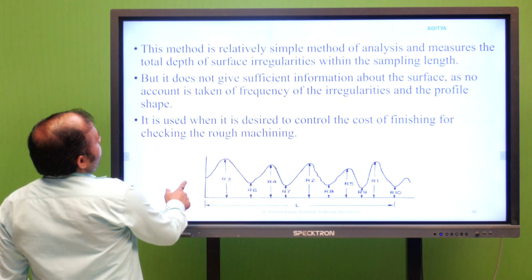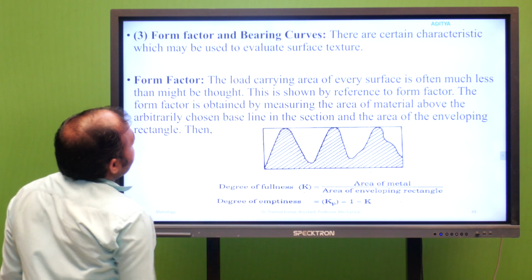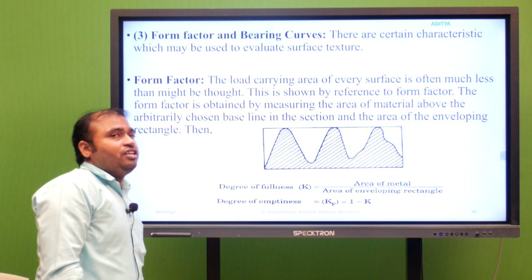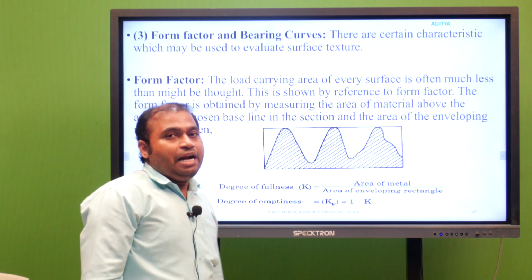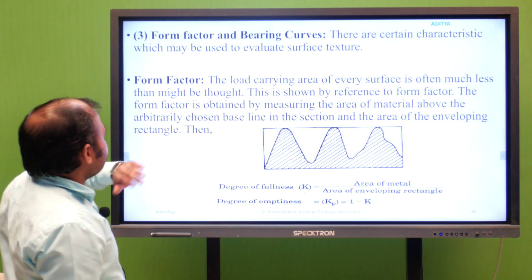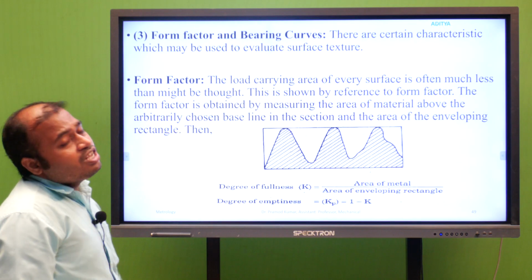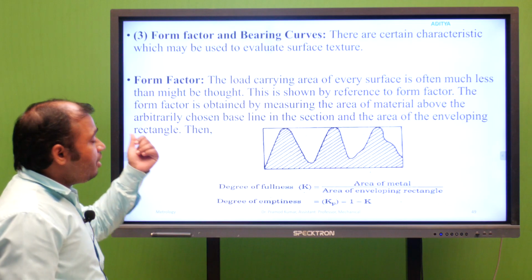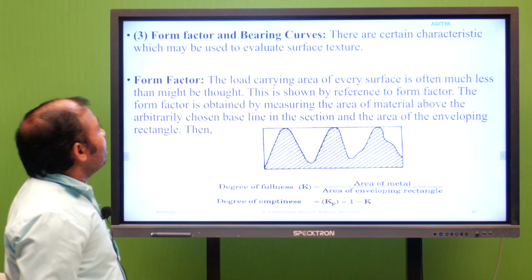Now we have the form factor and bearing curve. What do we have, form factor and bearing curve. Here we can say there are certain characteristics which may be used to evaluate the surface structure. That can be done by the form factor and bearing curve.